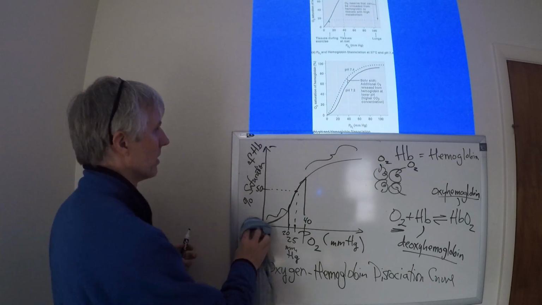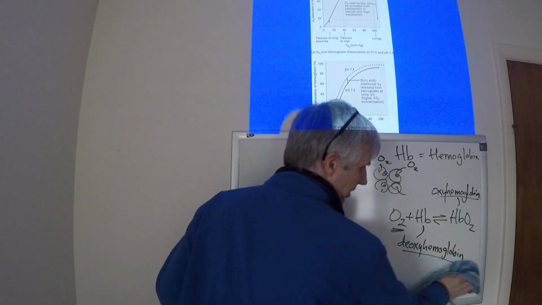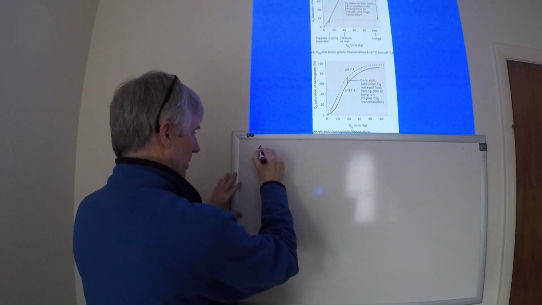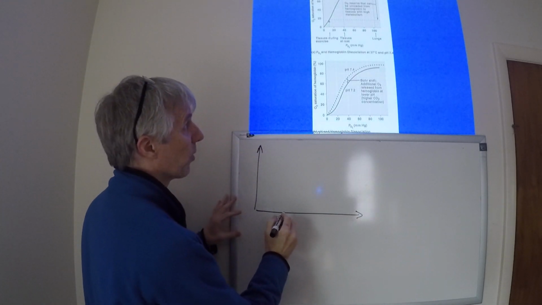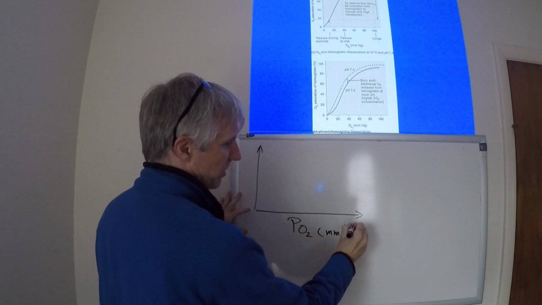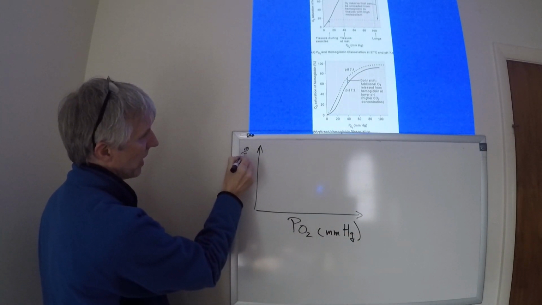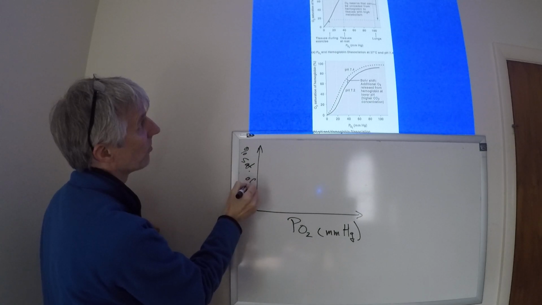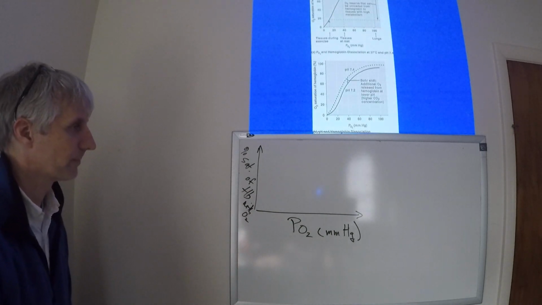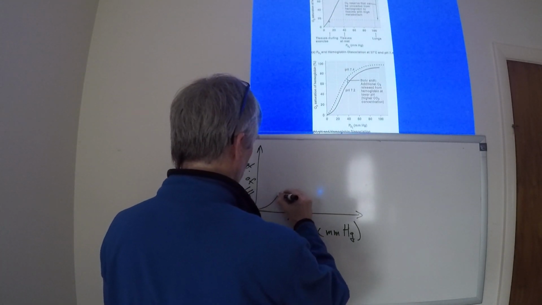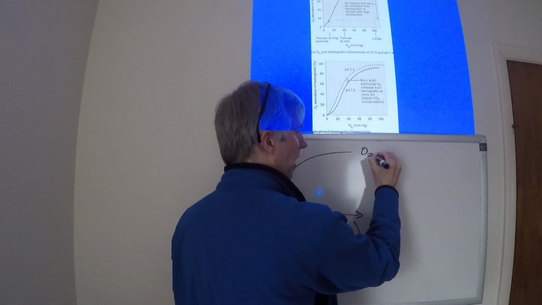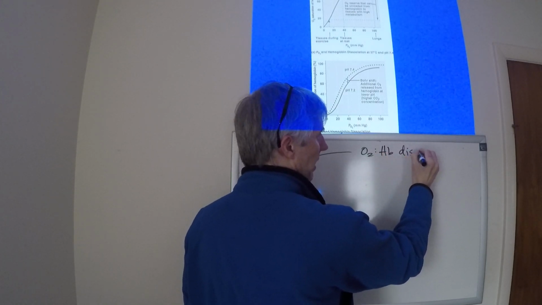Okay. All right. Now, let me redraw this oxygen hemoglobin dissociation curve, because I want to talk about an important part of this. This is still partial pressure of oxygen in millimeters of mercury, and this is still percent saturation of hemoglobin with O2. Okay? And then we have this weird looking curve, which is the oxygen hemoglobin dissociation curve.